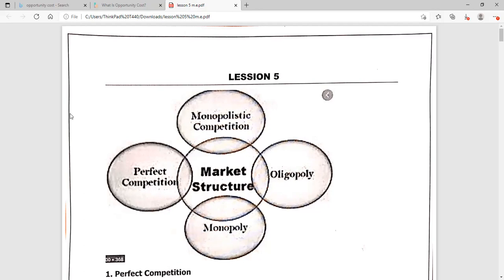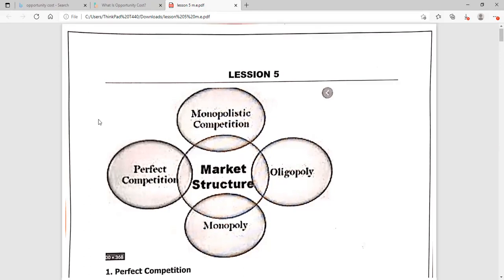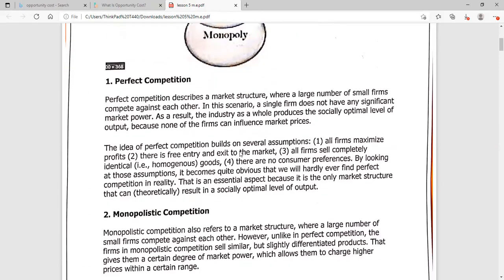As I have mentioned, entry is easy, there are no consumer preferences, the goods are homogeneous, and the firms maximize profit, especially in the short run. Okay, I've talked about all that.